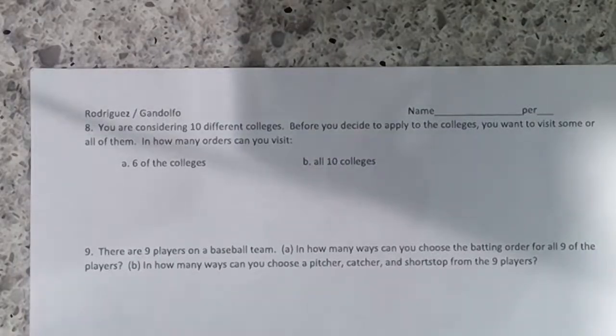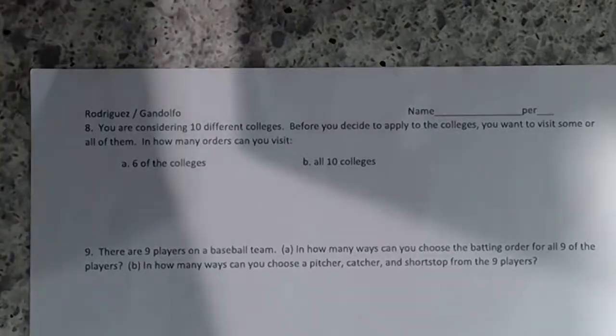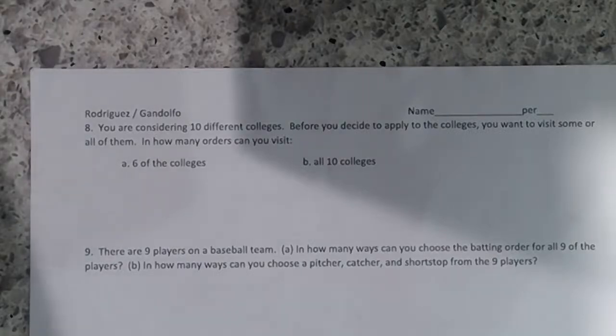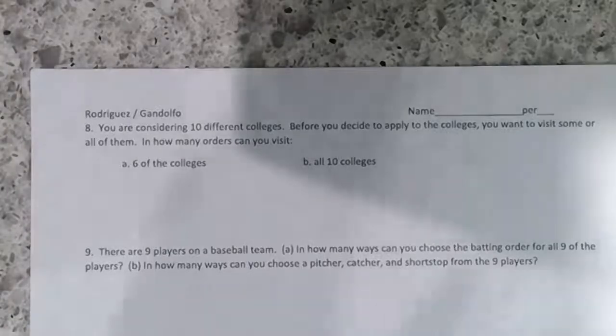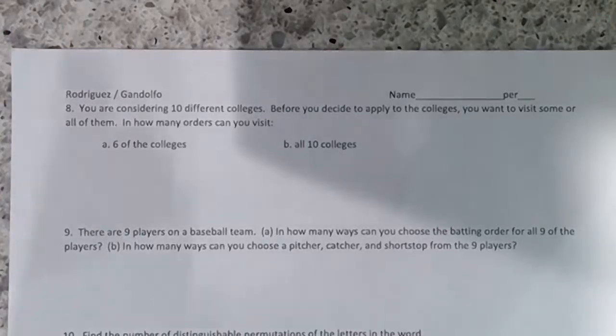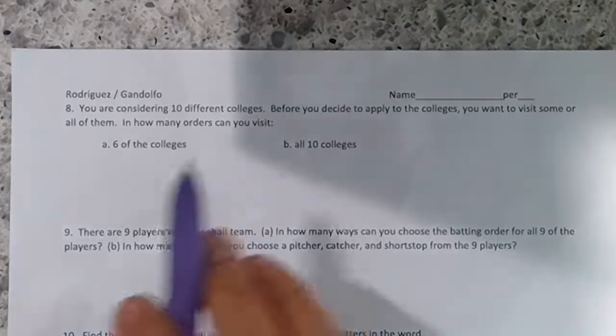So this next problem says you're considering 10 different colleges. Before you decide to apply to college, you want to visit some or all of them. How many orders can you visit? So this is saying if you want to visit UCSB and Cal Poly, it's different than if you were to go to Cal Poly first and then visit UCSB. So does order really matter? Maybe, maybe not. They're saying that it does. Okay, so if order matters, we're thinking permutations.